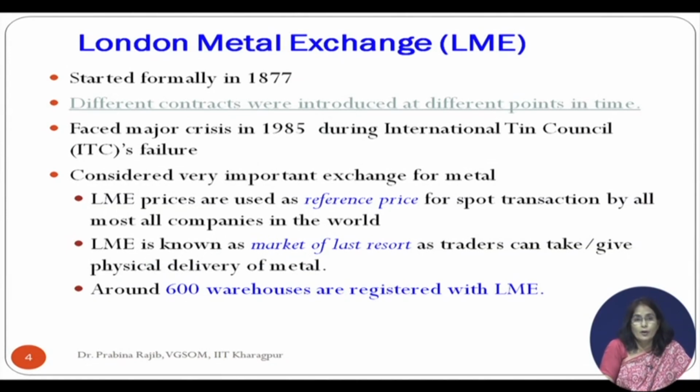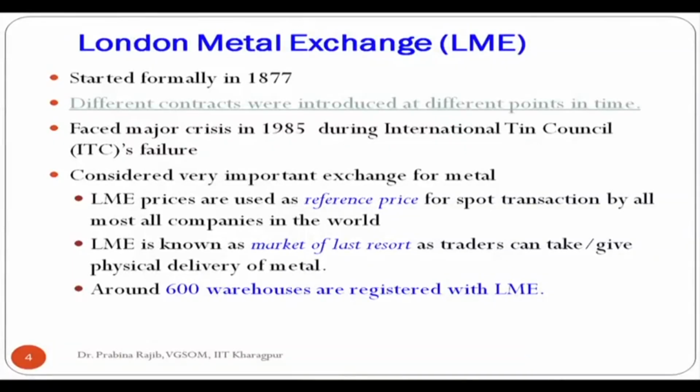So this is a little bit about the history of London Metal Exchange, which almost came to a closure with the International Tin Council failure. This failure was so severe that the whole future of London Metal Exchange came to a standstill. Till 1985, the London Metal Exchange did not have a clearing house. If you recall, in some of the earlier sessions we discussed the role of a clearing house in a commodity derivative exchange.